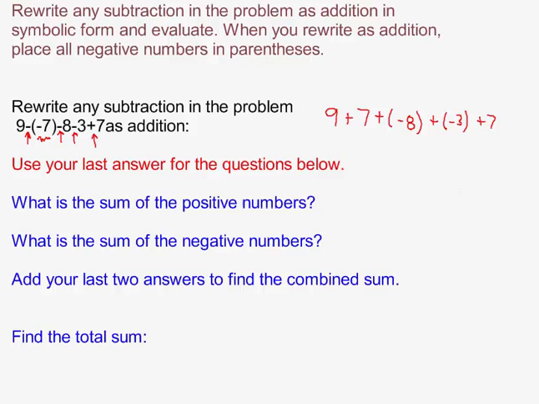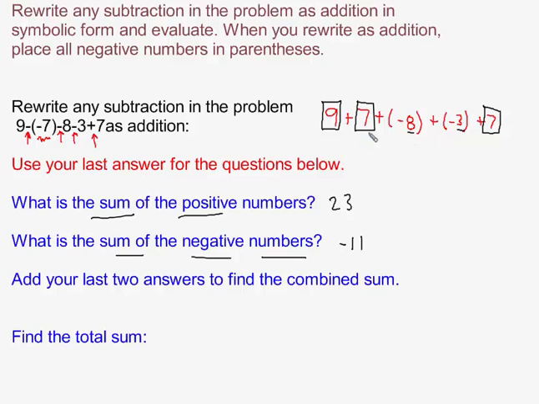Just as in the last example I worked out, for the sum of the positive numbers, focus your attention only on the 9, the 7, and this 7, as those are the numbers in my expression that are positive. 9 plus 7 plus 7 is 23. Now I sum the negative numbers. Because they're all negative, I can think of it as just adding 8 and 3. 8 and 3 is 11, but because they were negative, they should sum to a negative result.